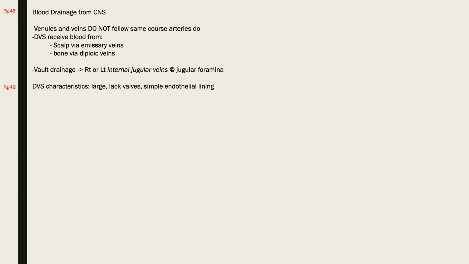So we just looked at the circle of Willis and what that structure looks like. We're going to talk about these sinuses that drain the blood away. And when you see the image for that, it's on page 46. If you want to take a look at that, you can tell it follows a completely different pattern. So the big thing to know: venules and veins do not follow the same course as arteries do, like you might see in the rest of the body.